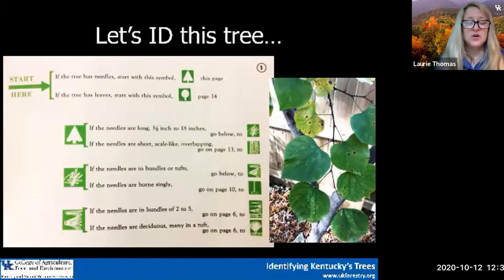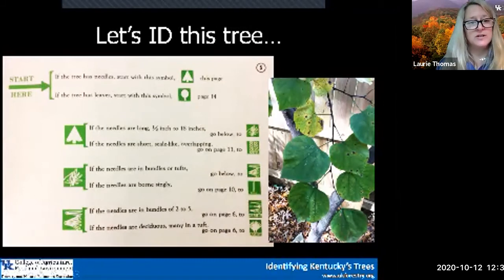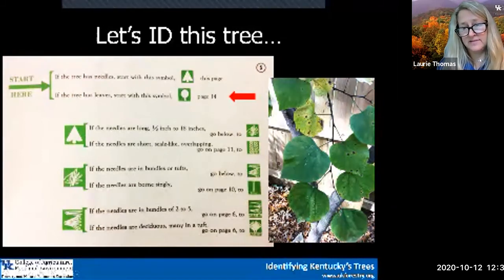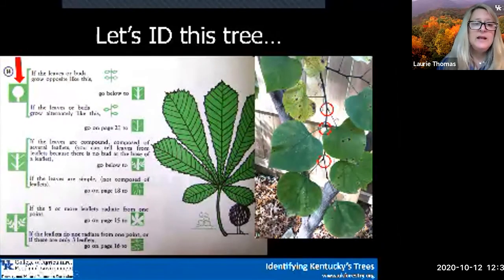All right. So in the tree finder, the little tree manual that I showed you, on page 5, start here. The first question asks if the tree has needles or if the tree has leaves, broad leaves. Well, hopefully everybody's saying this one has broad leaves. So we're going to go over to page 14. Remember what that little symbol looks like, a little stylized tree. We'll flip over to page 14, and we'll see it's the bracket at the top.